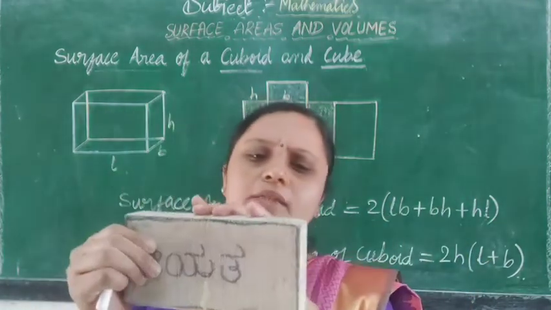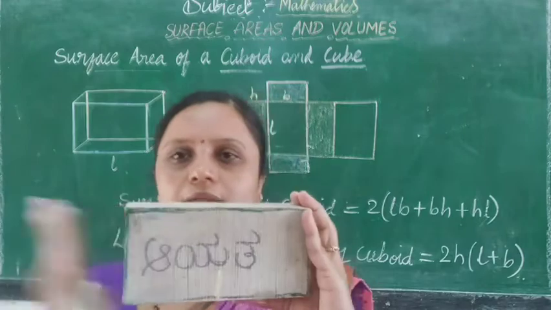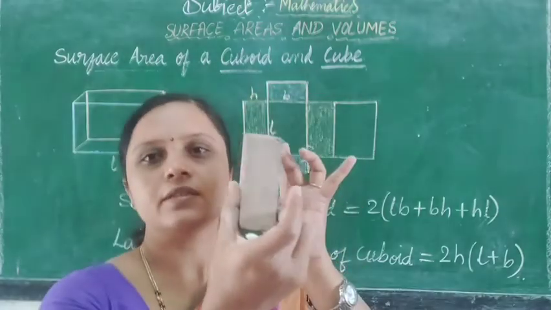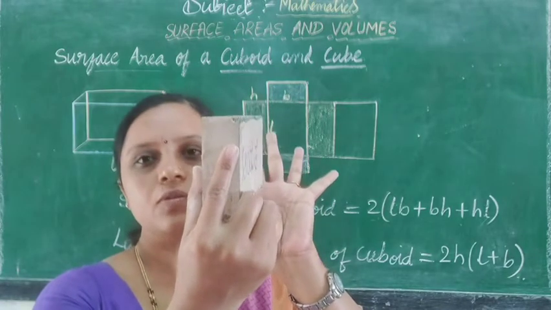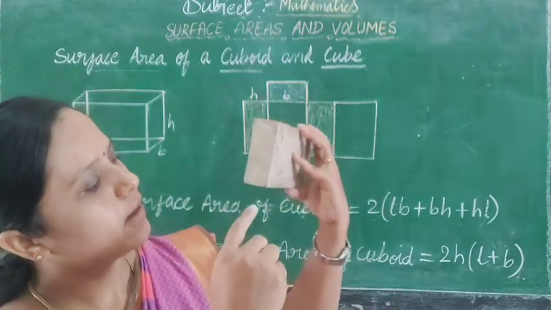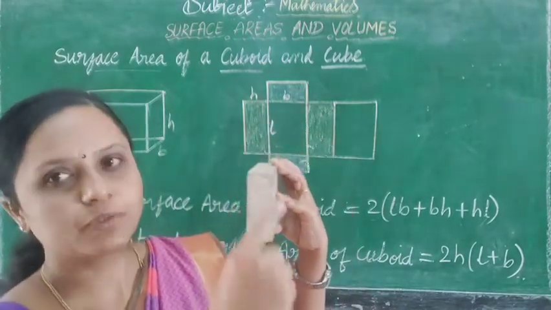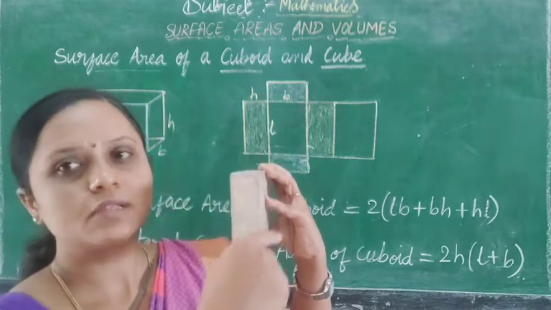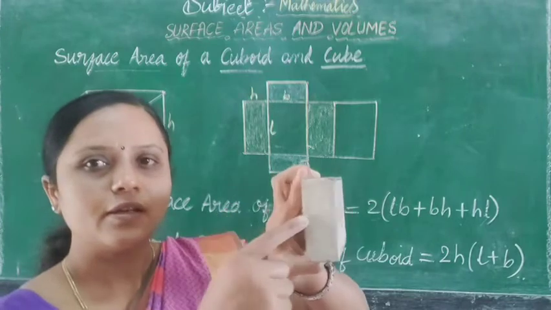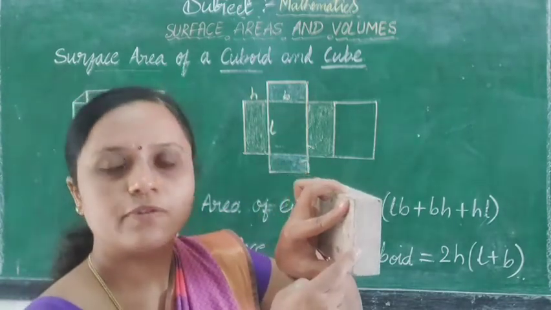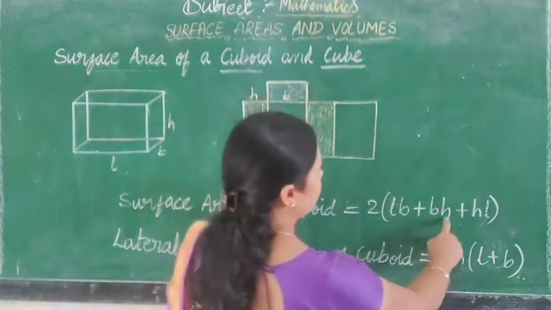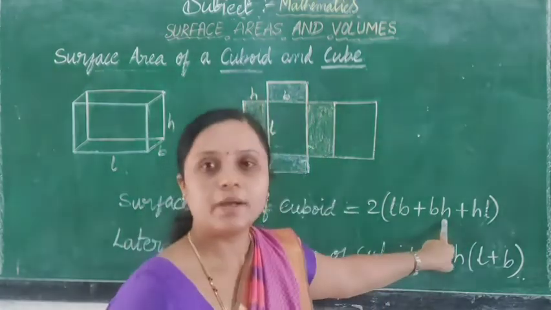And again you look at this left and right faces. These two areas will also be equal. So how to find this area? This is what? Breadth and height. This also looks like a rectangle shape, and these two faces are equal. That's why you write 2 times of breadth and height.